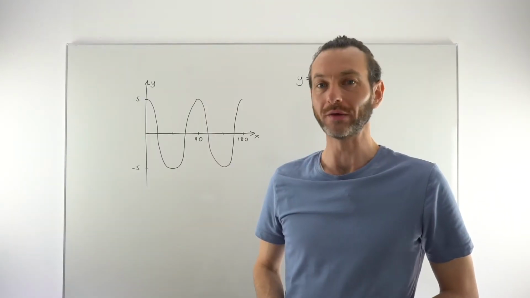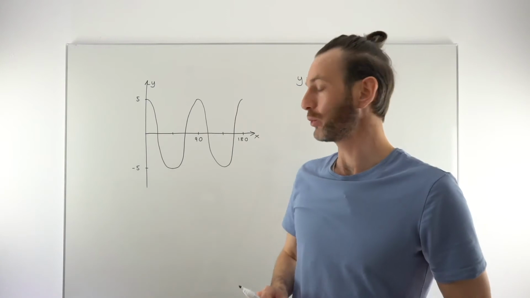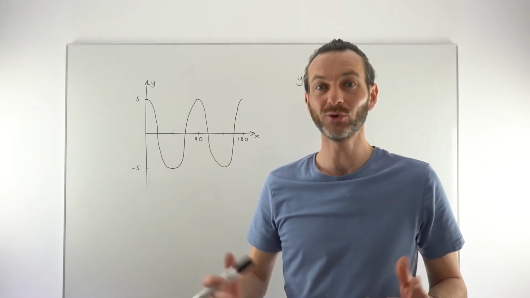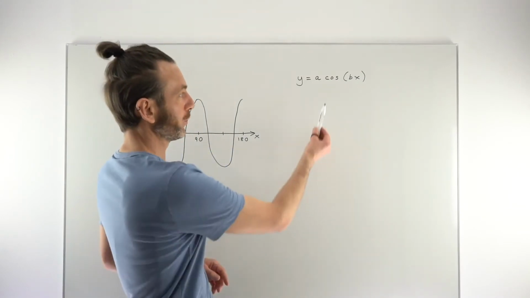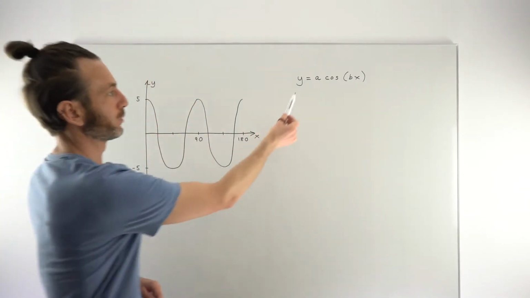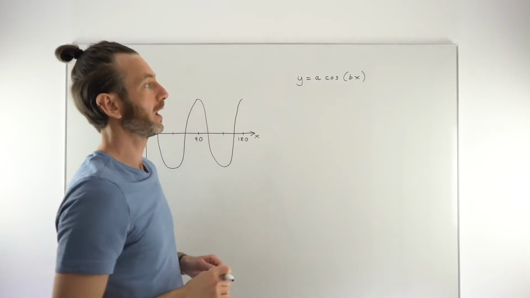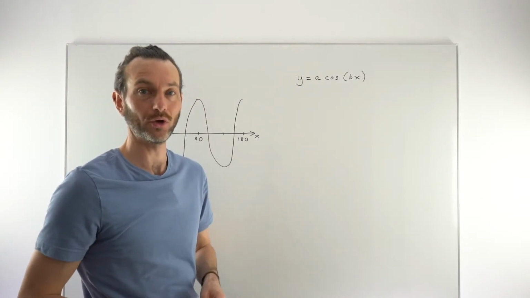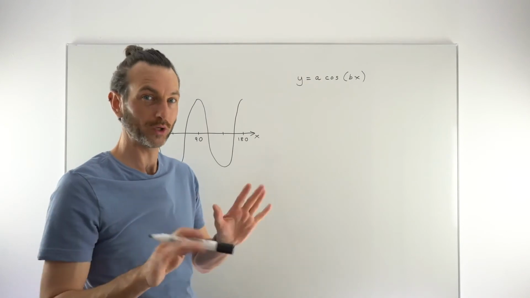In this question, we've been given a graph of a transformed cosine graph. In other words, not a normal cosine graph, one that's had something done to it. And we're told that the equation of this graph is y equals a cos bx. And we've got to figure out the a and the b values. And it's just a state question, just write down your answer, no working required.